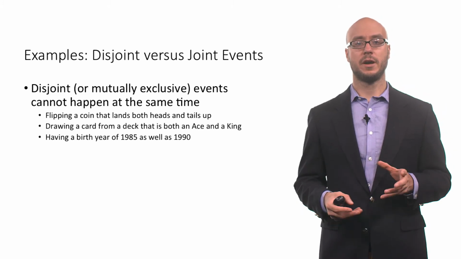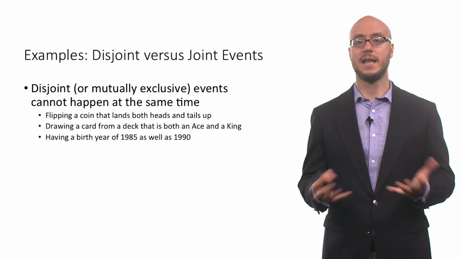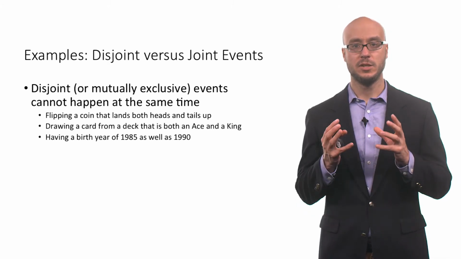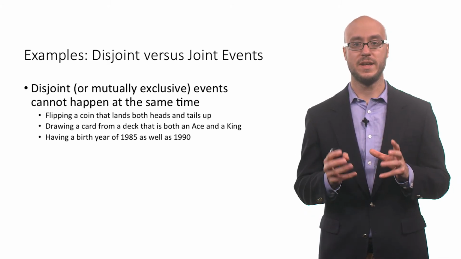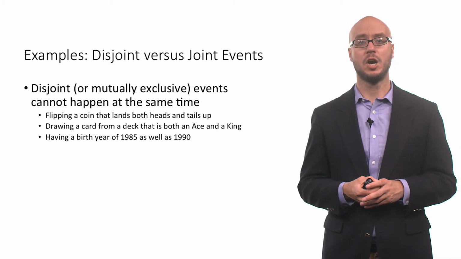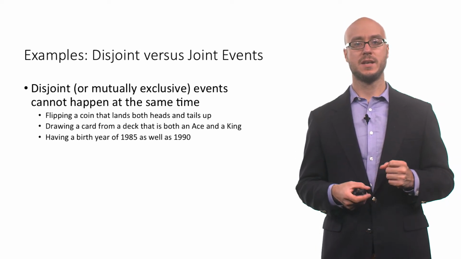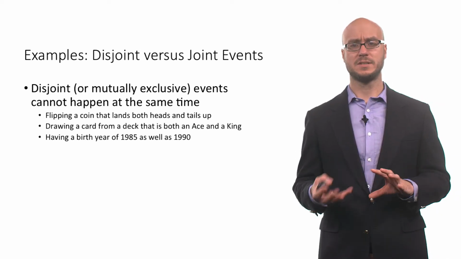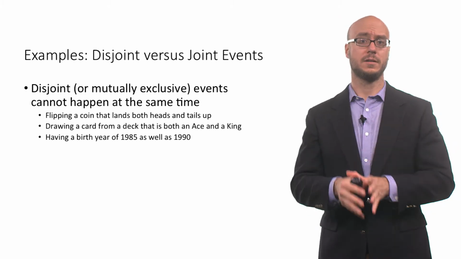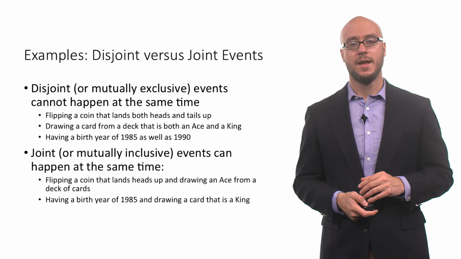Another example is drawing a card from a deck and having that card be both an ace and a king. Okay, that's impossible. A standard deck of cards, you can't have these two events occurring at the same time when you draw one random card. Another example of a disjoint or mutually exclusive event is having a birth year of 1985 as well as 1990. You just have that one birth year. You have that one year. You can't be born in 2 years unless you're a time traveler.